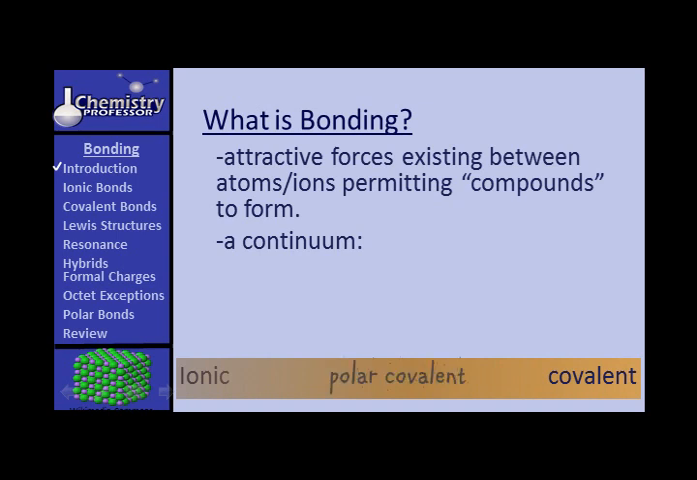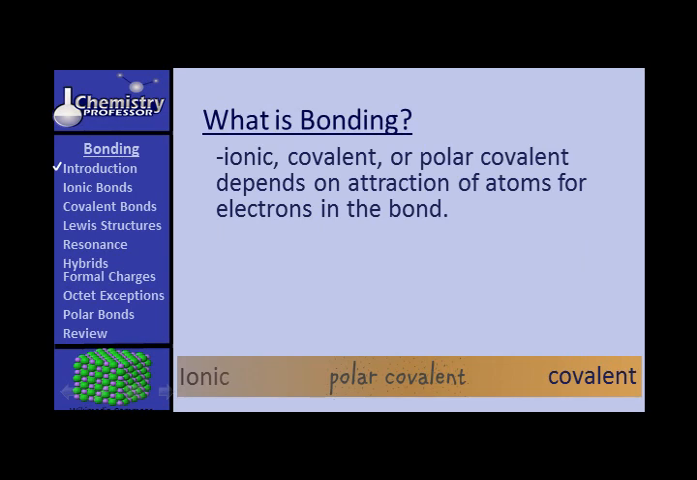And on that continuum lies polar covalent, something that's covalent but not purely covalent, or it's kind of ionic but not completely ionic. Well, bonding is by degrees. Now, whether the bonds are ionic or covalent or polar covalent really depends on the attraction that atoms have for the electrons that are in the bond. And that attraction that atoms have for electrons in the bond is called electronegativity.